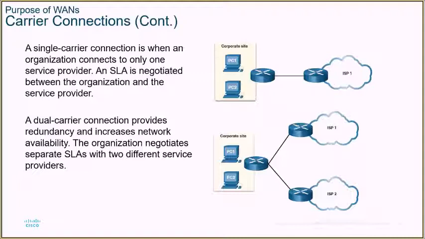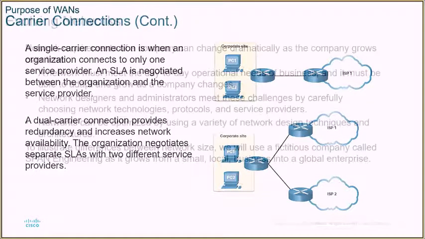So a single carrier connection is when the organisation connects to only one service provider, and the SLA is negotiated between the organisation and the service provider. A dual carrier connection provides redundancy and increases network availability. The organisation negotiates separate SLAs with two different service providers. So again, if one service provider has problems, you've got some redundancy in service providers as well. And so there's some upside there as well.